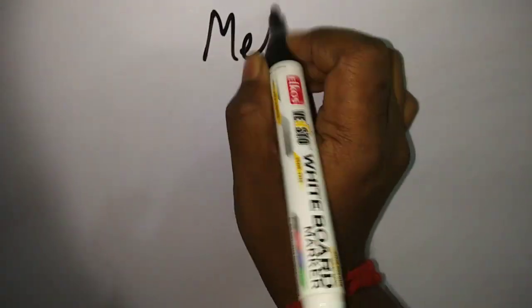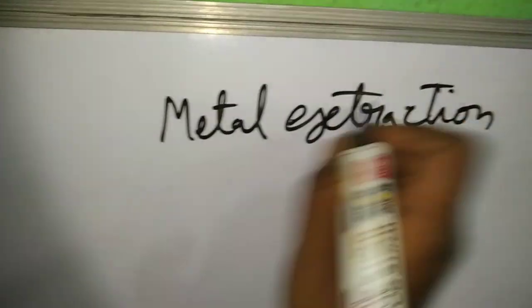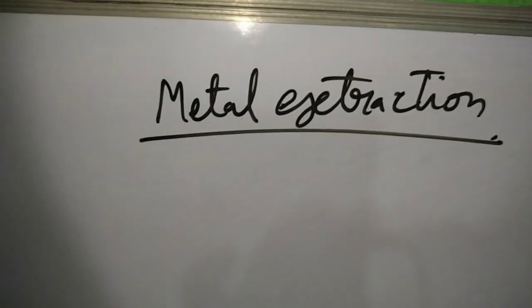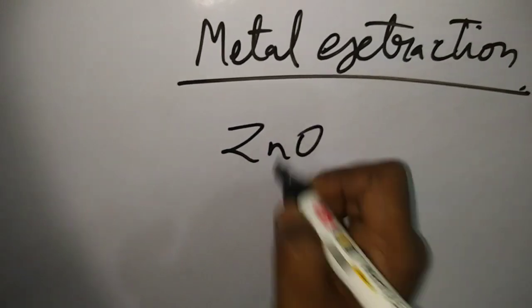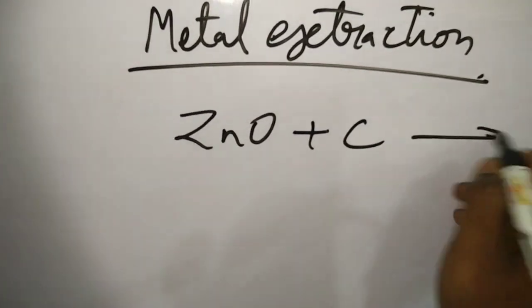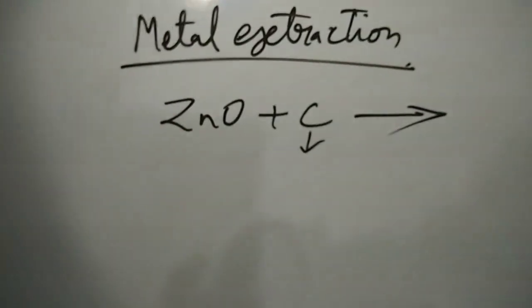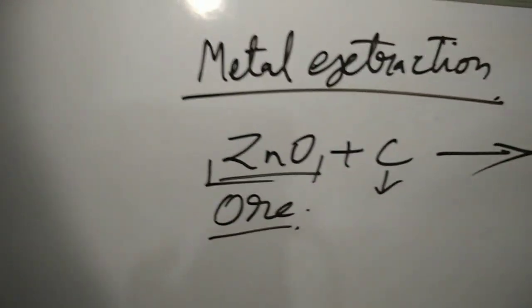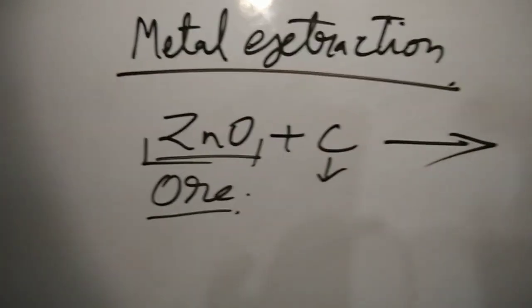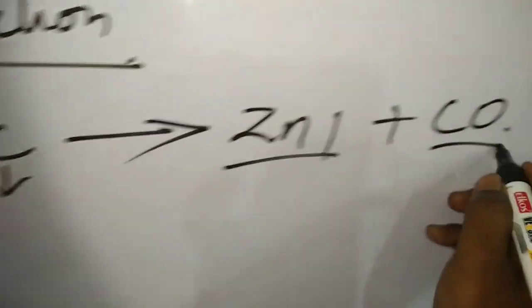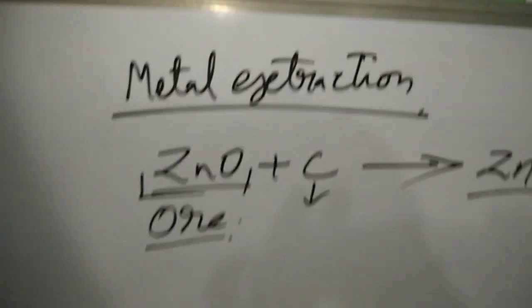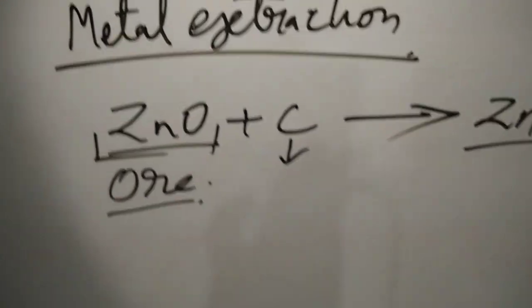Next category, metal extraction. Now I will show you how carbon is displacing the metal. See, ZnO when reacts with carbon, carbon here means charcoal, we use charcoal, and this zinc is an ore, zinc ore. We will extract the pure form of zinc metal. See, pure form of zinc metal we get, and carbon monoxide will form. Okay students, this reaction is also known as carbothermic reaction.